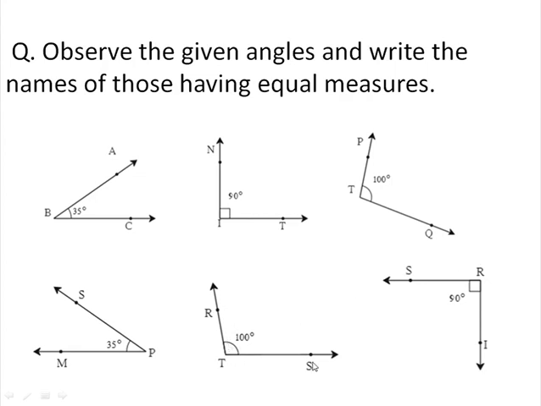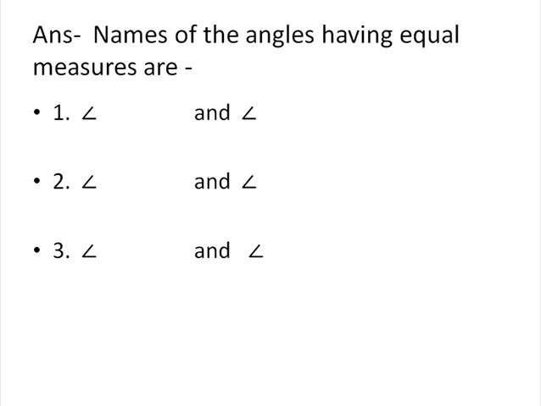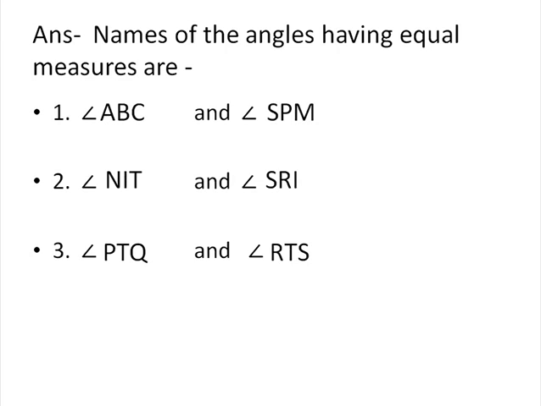Now, we will write the answer. Names of the angles having equal measures are angle ABC and angle SPM, angle NIT and angle SRI, angle PTQ and angle RTS.